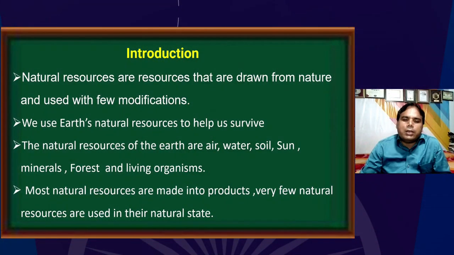We people are living on the earth, and for our requirements, we are solely dependent on the earth. The resources we get from nature are known as natural resources. Natural means that we obtain from nature, and resources are the useful things we draw from nature. The earth's natural resources help us to survive. Usually we know of these resources like air, water, soil, sunlight, minerals, forests, and all the living organisms that live on this earth.